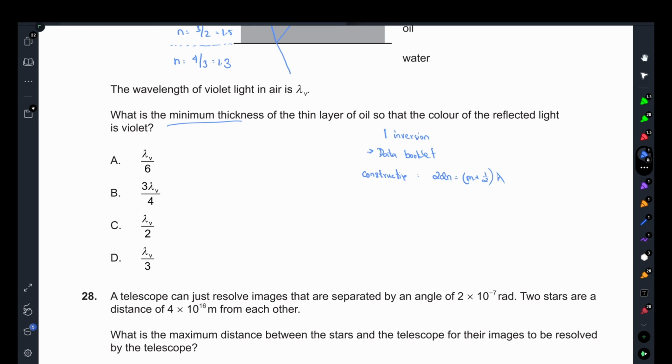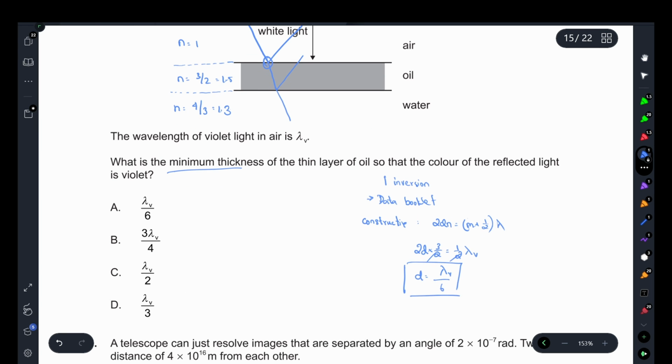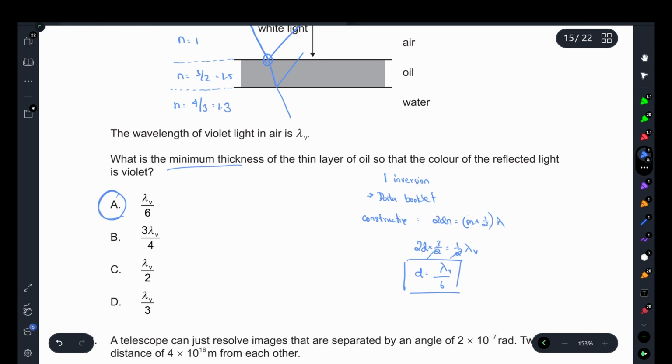Now here m is just any constant, and since we're looking at the minimum thickness, the minimum constant m can be 0. So 2, and d is your thickness, d. N is the refractive index of the medium, which is 3 by 2, is equal to 1 by 2 into lambda. And here lambda is lambda v. So let's cancel some things out. We get d is equal to lambda v by 6.